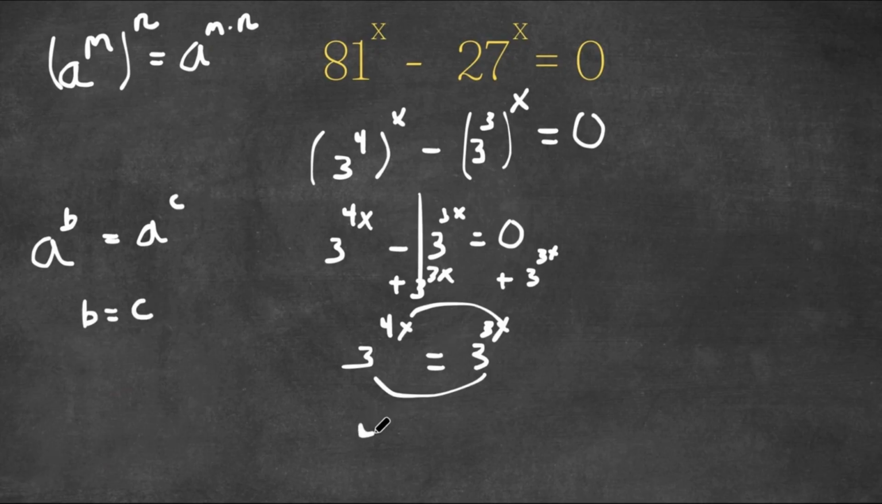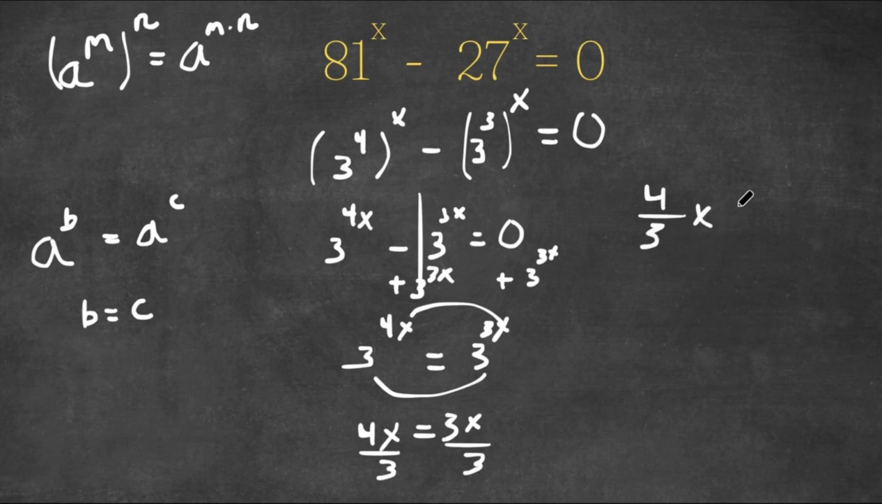Meaning 4x is equal to 3x. So now if I divide by 3 on both sides, I get 4 over 3 x is equal to x. Meaning the only value that would fit this would be 0. So x is equal to 0.